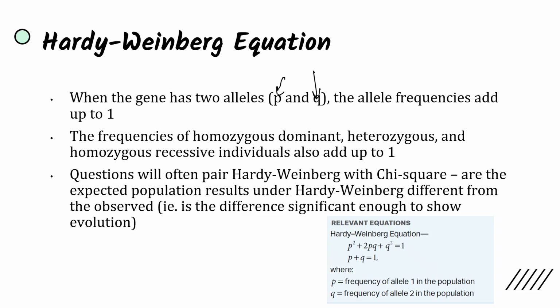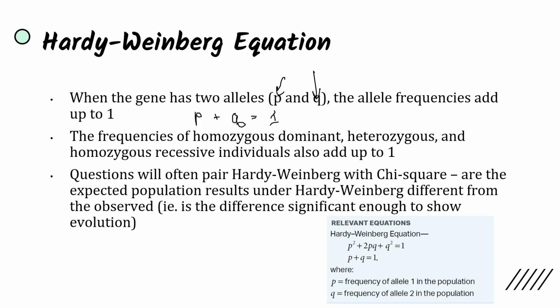So within the population, there can only be enough alleles that make up the entire population. So the allele frequencies of p and q, the frequencies of the dominant and recessive allele, make up 1 because there are no other alleles within the population.